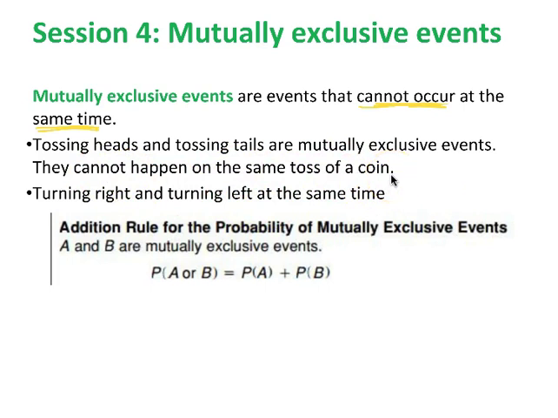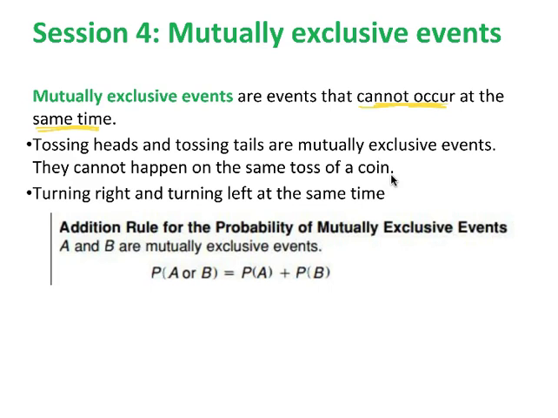So tossing a heads and tossing tails are mutually exclusive events. They cannot happen on the same toss of a coin. Another example of mutually exclusive events, or events that cannot occur at the same time, would be turning right and turning left at the same time. You can't do that. Either we turn right or we turn left. We can't turn two different directions at the same time. So mutually exclusive means cannot occur at the same time.